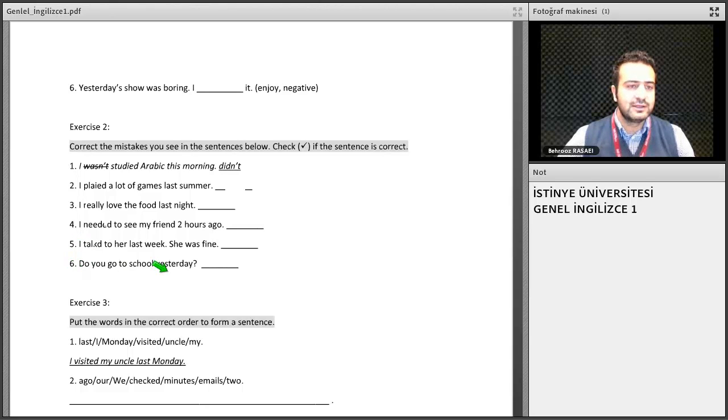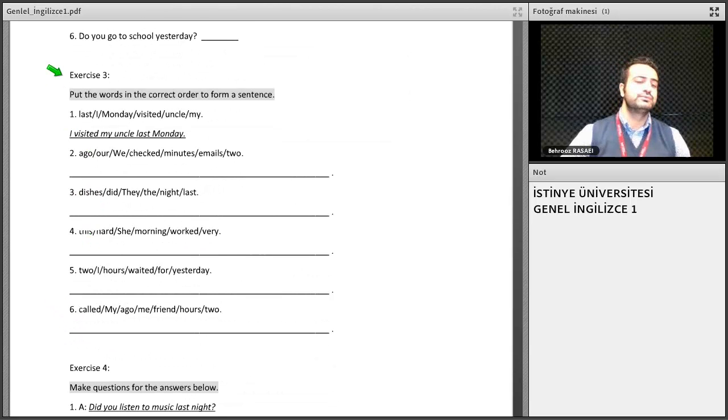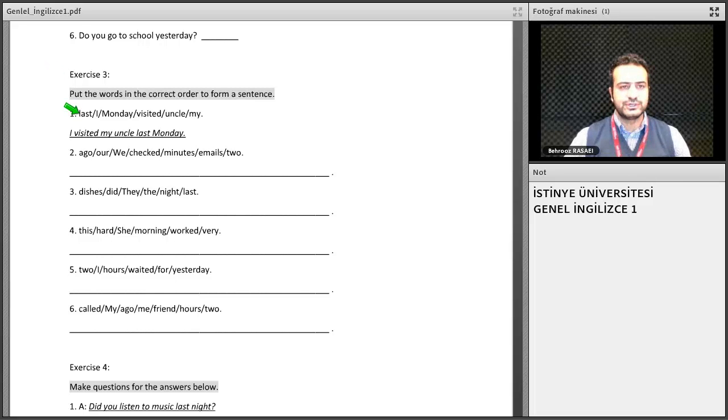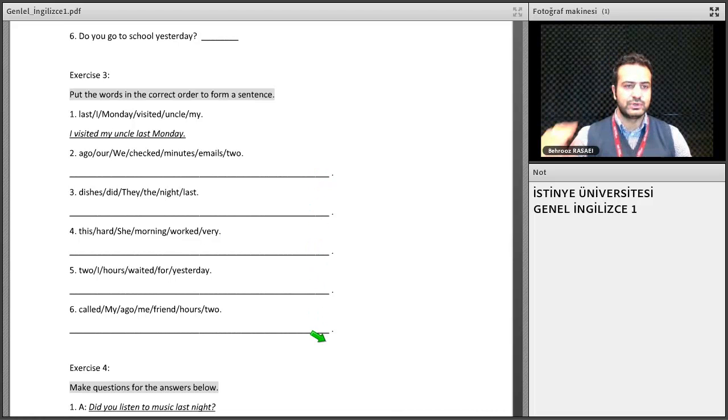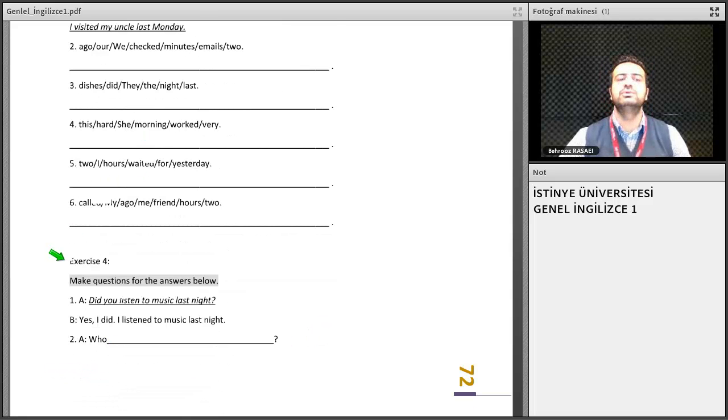So we have played, love, need, talk, and do. For yesterday, it is impossible. So you need to make it right. Exercise 3, put the words in the correct order to form a sentence. So we are talking about last Monday. I visited my uncle last Monday. So: subject, verb, object, time adverb. This is the order. Sometimes you have to make questions, but here, 1, 2, 3, 4, 5, no questions, just a sentence.